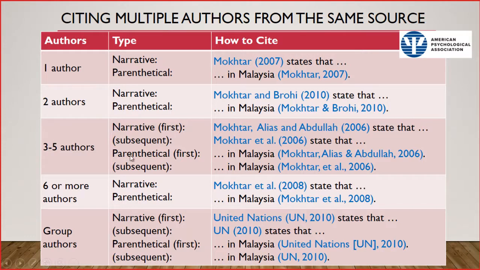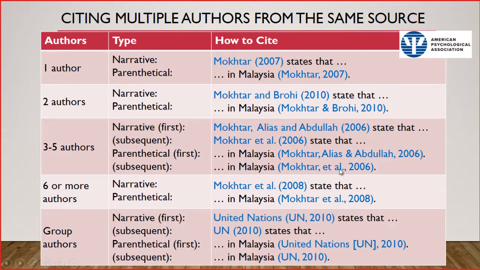Now, similarly, if you use parenthetical, for example, the first time you use the article in Malaysia, you have Mohtar, Alias, and Abdullah. So you have three authors, for example. You have to list them the first time. But after that, if you use this again in the parenthetical subsequent citation, you have Mohtar et al.